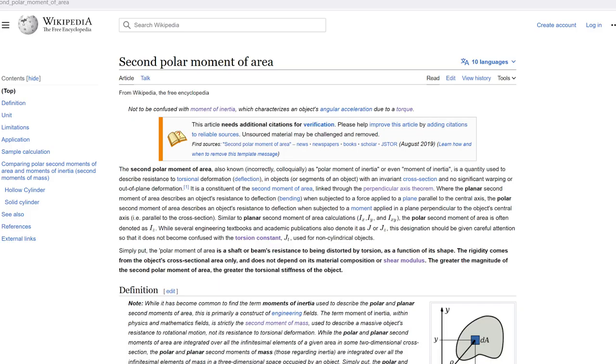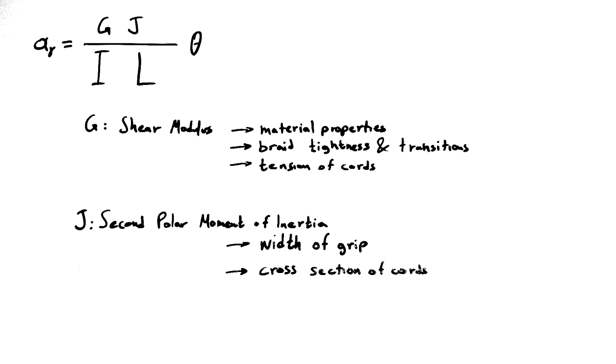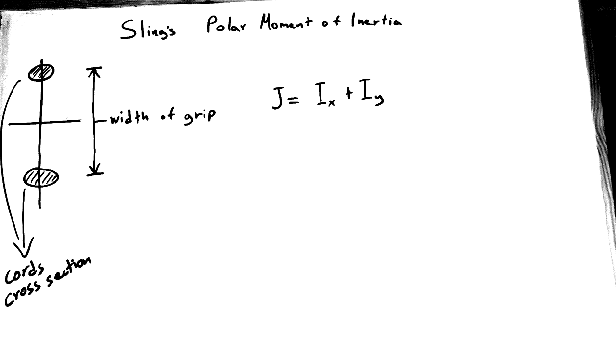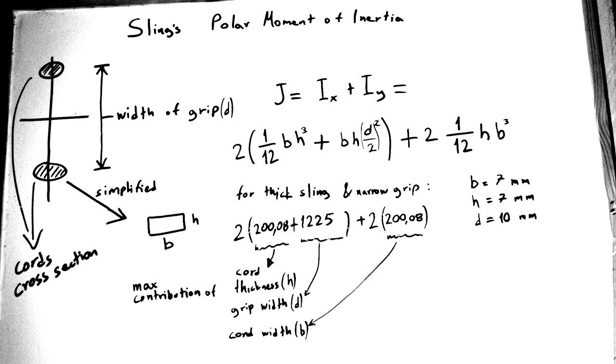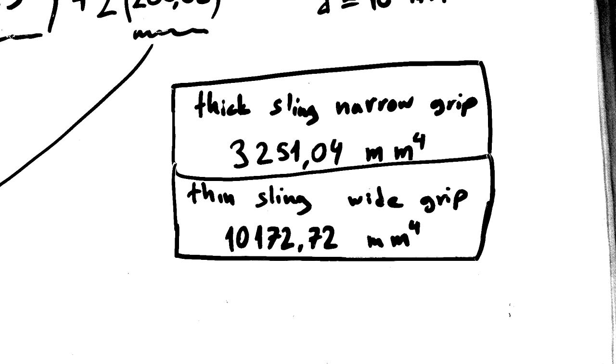The polar moment of inertia is also a value for rigid bodies. In this case, it depends on the width of the grip and the cross-section of the cords. Thicker cords and wider grips will be more responsive.